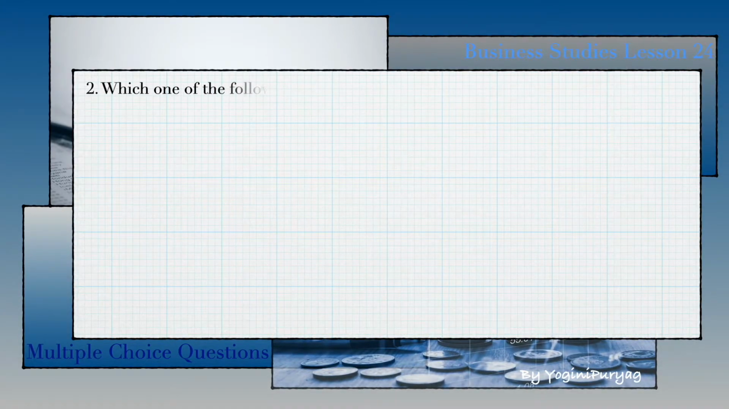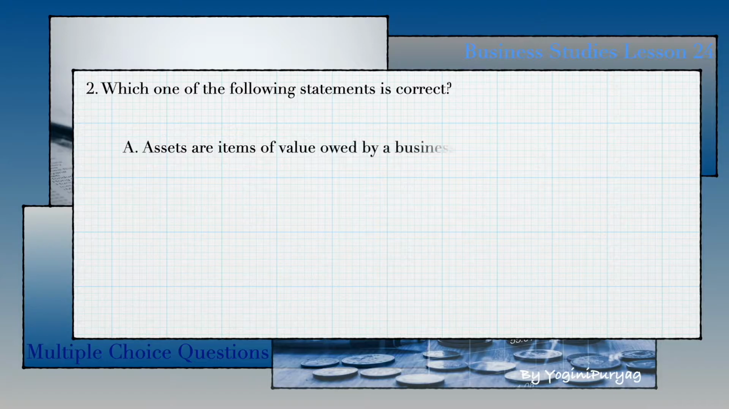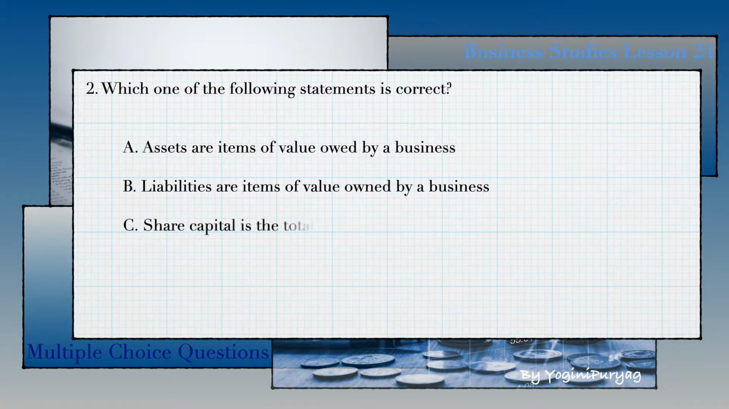Which one of the following statements is correct? Assets are items of value owed by a business. Liabilities are items of value owned by a business. Share capital is the total value of the business. Assets are items of value owned by the business.